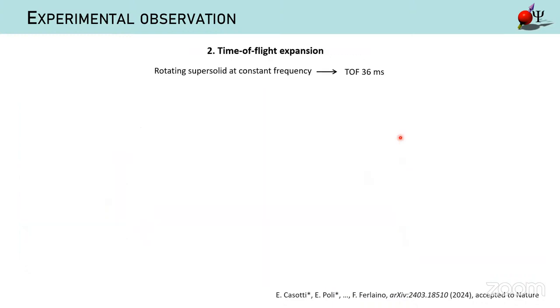The second measurement we did is related to the interference pattern of a supersolid with or without a vortex inside the system. We took our initial supersolid and rotated at constant frequency. Then after rotating it, we removed the trap and let our system expand. From the expansion, we get an interference pattern, which is able to distinguish whether there is a vortex or not inside the system.